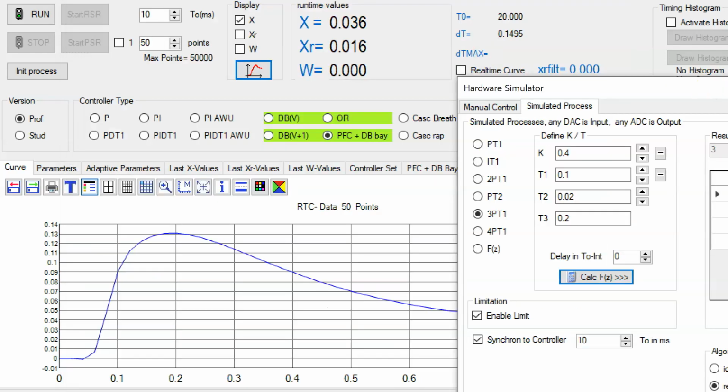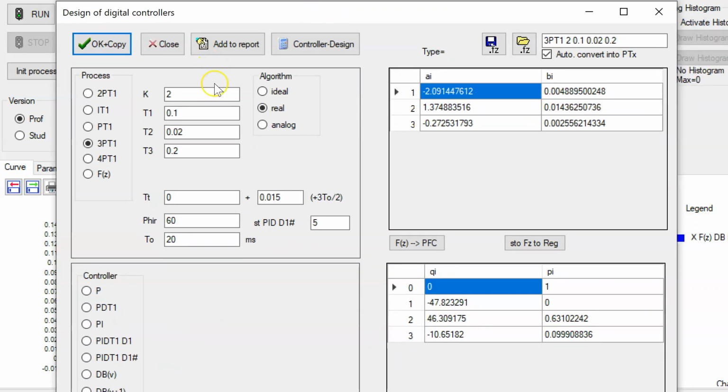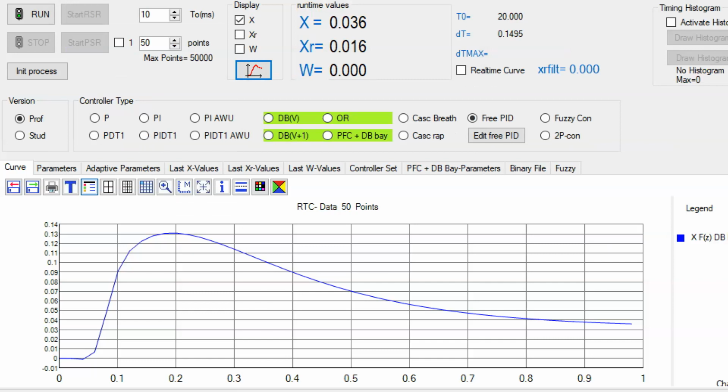That has, of course, also to be done in the design. So here 0.4 and 10 milliseconds. Controller design, center of the box. And here you see the problem is these values are very large. I don't know why this caused problems, but this will cause problems. You will see at once in my simulation here.